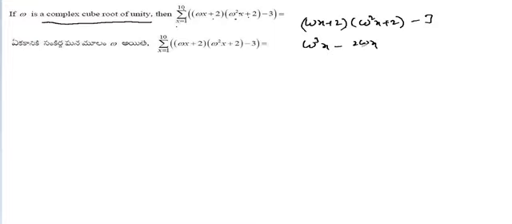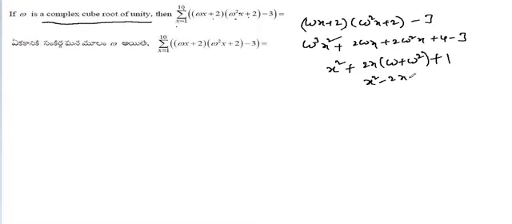If ω is a complex cube root of unity, then find the sum for x equal to 1 to 10 of (ω x + 2)(ω² x + 2) − 3. First we take the product (ω x + 2)(ω² x + 2) − 3, which equals ω³ x² + 2ω x + 2ω² x + 4 − 3. ω³ is 1, so it becomes x² + 2x(ω + ω²) + 4 − 3. Here ω + ω² is −1, so we get x² − 2x + 1.